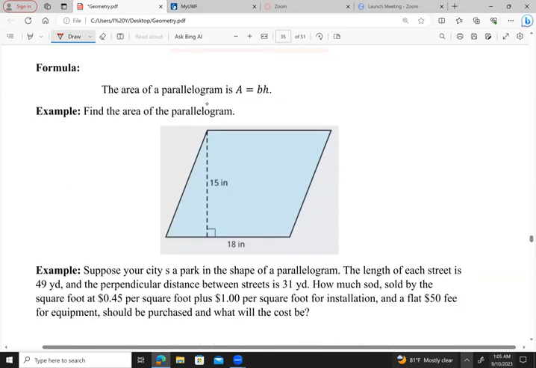So here we say find the area of a parallelogram. Now again, the area is equal to simply base times height, which is 18 times 15.